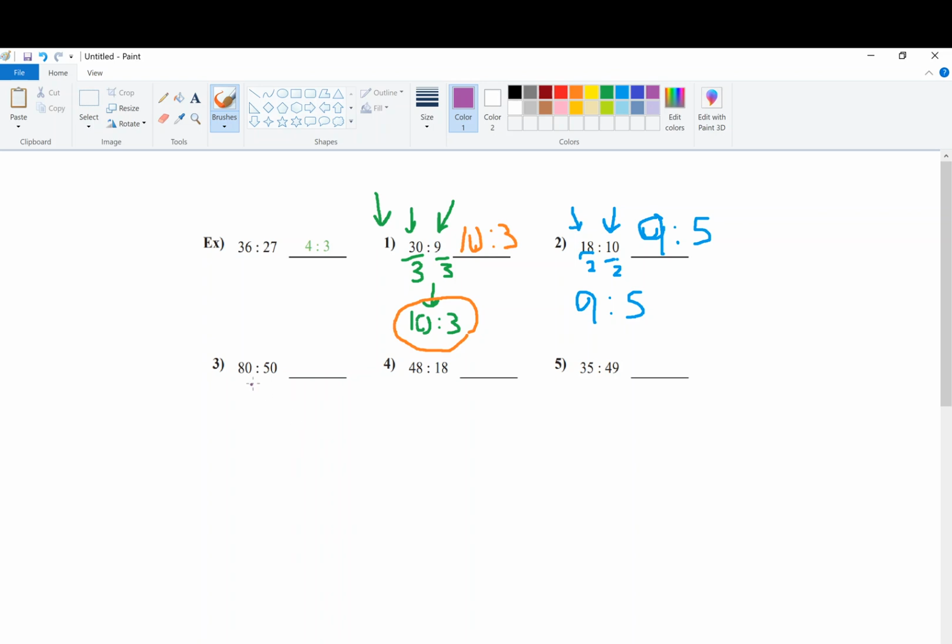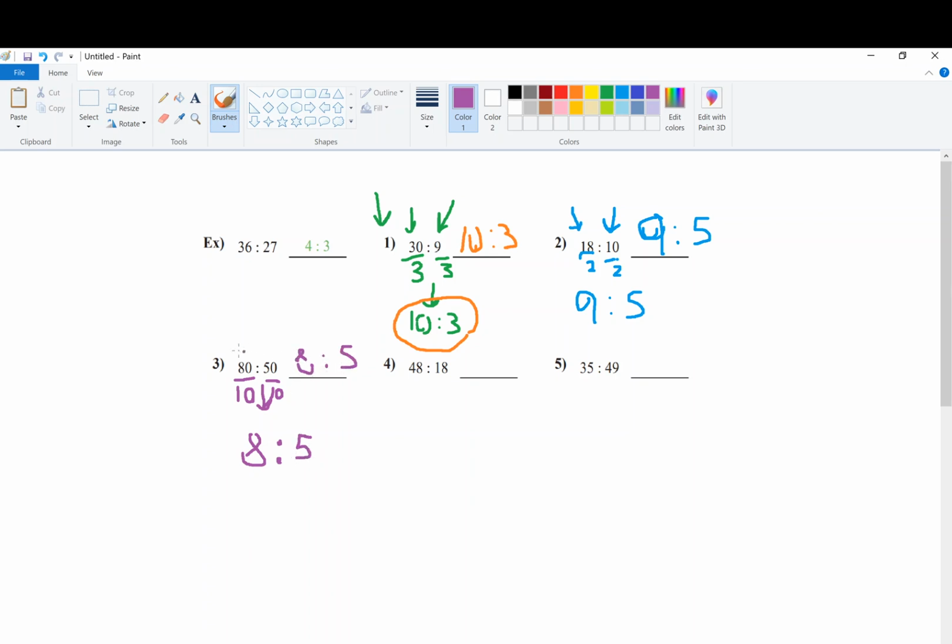Let's do some more here. Notice with the 80 to 50, you'll probably say they both are multiples of 10, so I can divide both sides by 10. You're just looking for numbers that you could use. 80 divided by 10 is 8. 50 divided by 10 gives me 5. 8 to 5 is in simplest form.